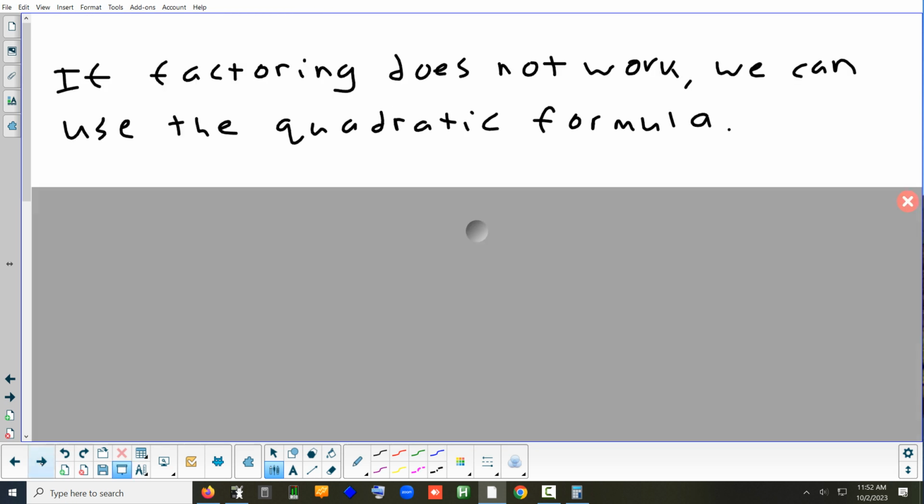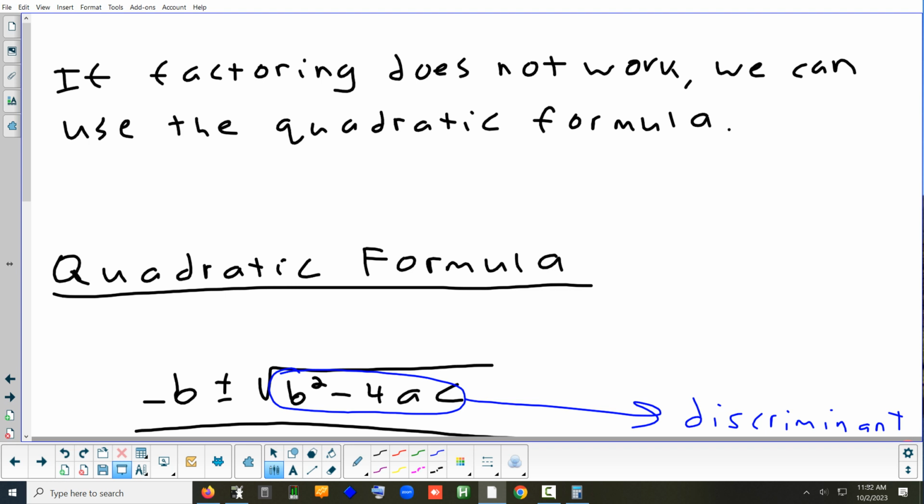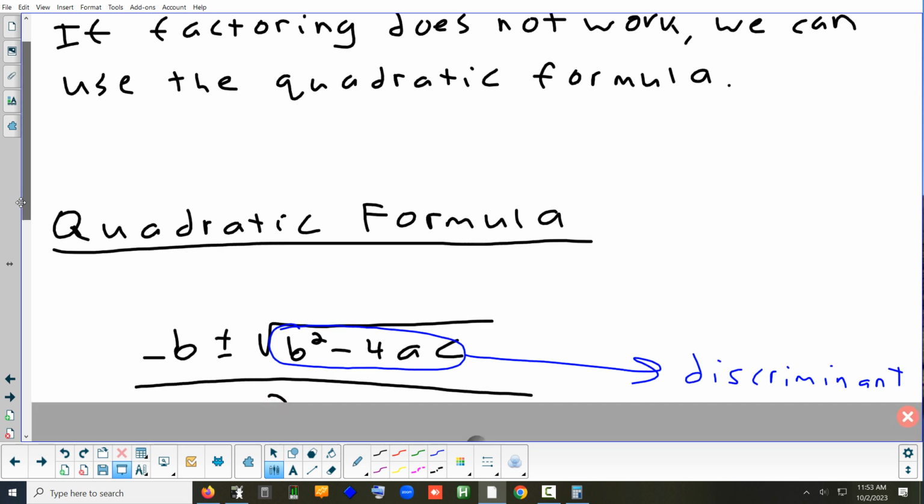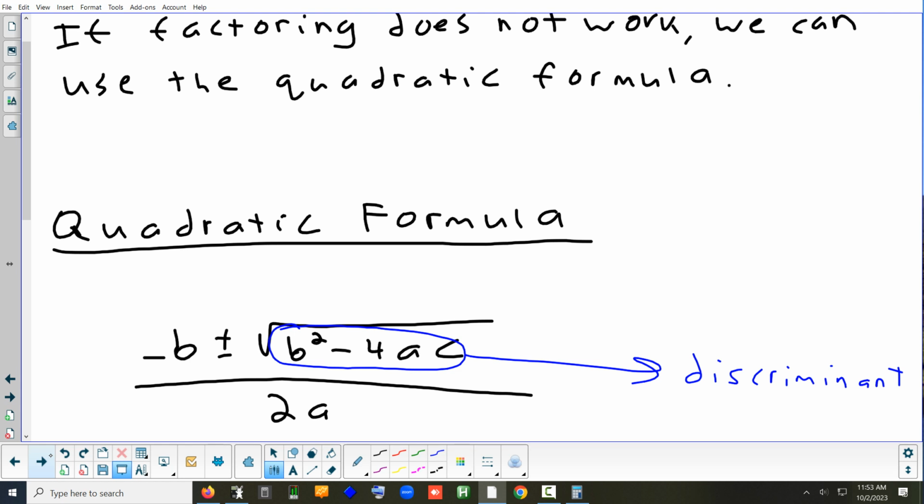You can always use the quadratic formula. So if factoring doesn't work, or you're not a big fan of factoring, you could use the quadratic formula. Okay, you do have to make sure you remember all that. It's a little bit more to remember than when you have to factor.